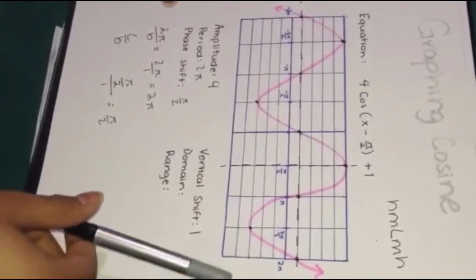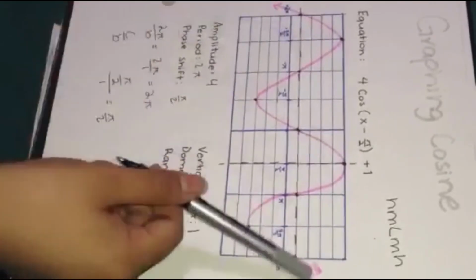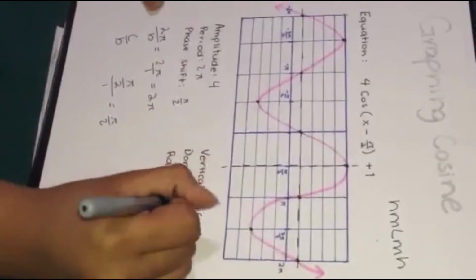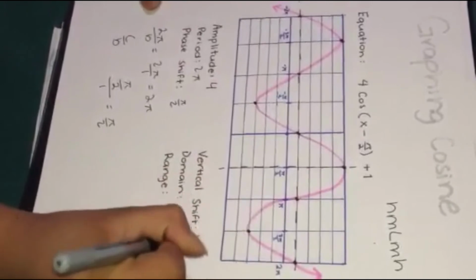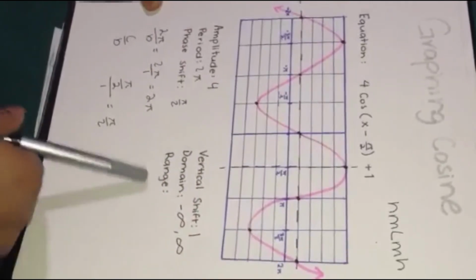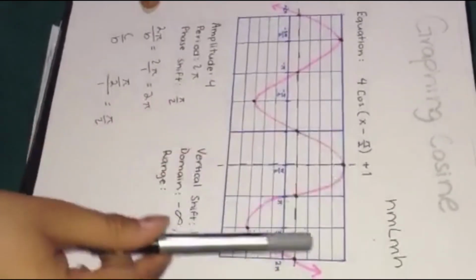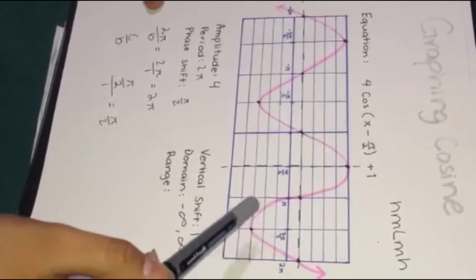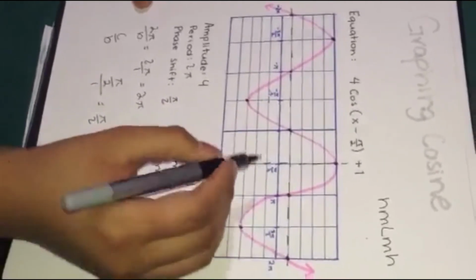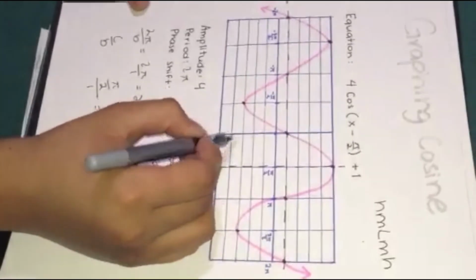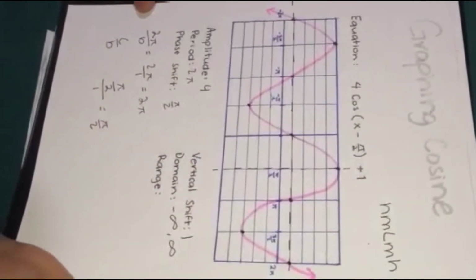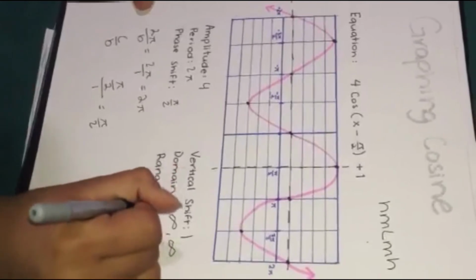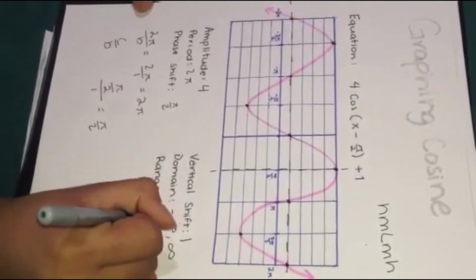Now we can get the domain, and as you can see there are no ends, so our domain is negative infinity to infinity, and our range will be 5 and negative 3. So start with the lowest number, negative 3.